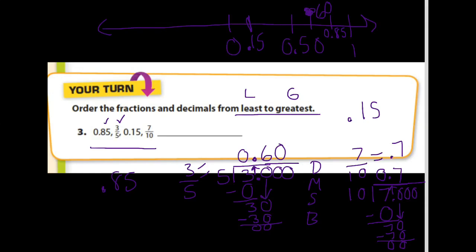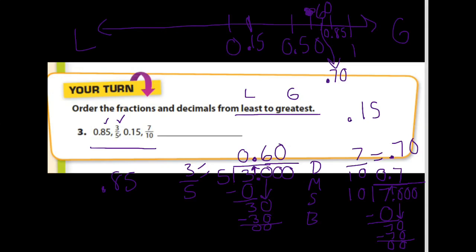And then my last one is 7/10. And I know that 7/10 is a decimal. I did it down here when I divided. If I think of 7/10 as the same thing as 70 hundredths, I know that 70 is in between 60 and 85. So I can put 70 hundredths or 7/10. It's the same thing. So I'll put L on the left side of my number line and G on the right, because the numbers to the left are less and the numbers to the right are greater.